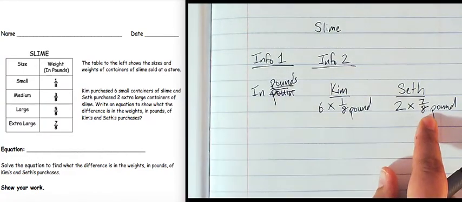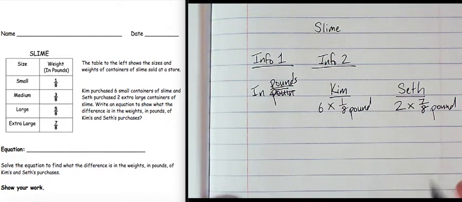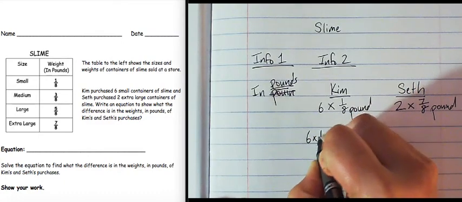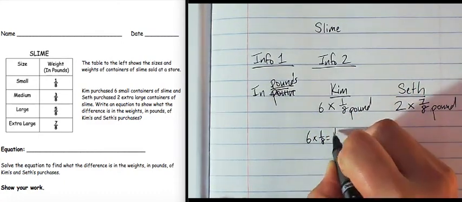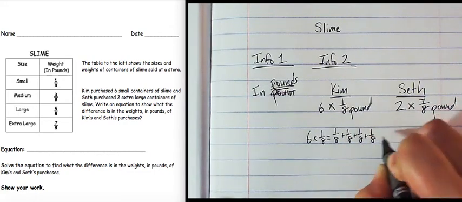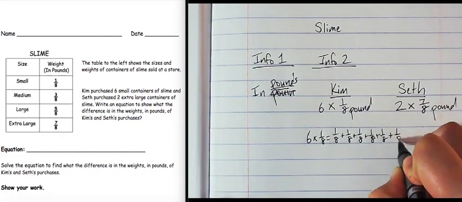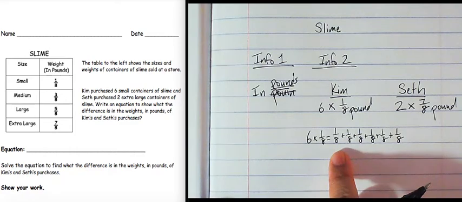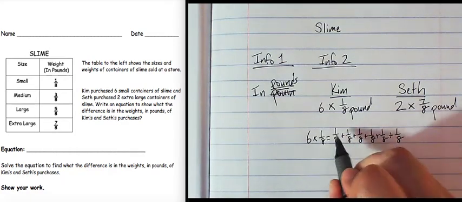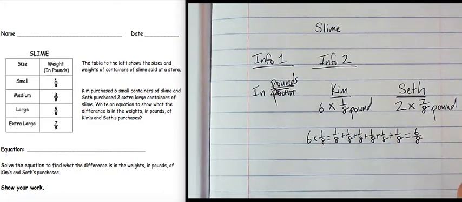So let's figure out how much slime Kim has in all. Well, I know that 6 times 1/8 is the same as saying 1/8 plus 1/8 plus 1/8 plus 1/8 plus 1/8. Let's see how many times that is. 1, 2, 3, 4, 5. One more time, because it's 6 groups of 1/8. That's repeated addition. So that is 1, 2, 3, 4, 5, 6. That's 6/8. So Kim has 6/8 pound of slime in all.